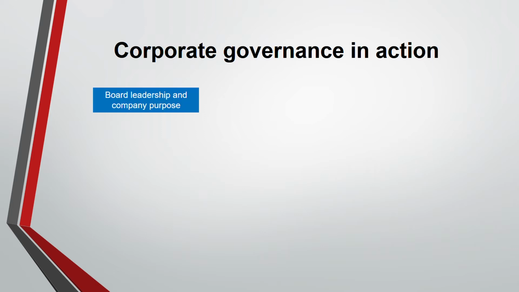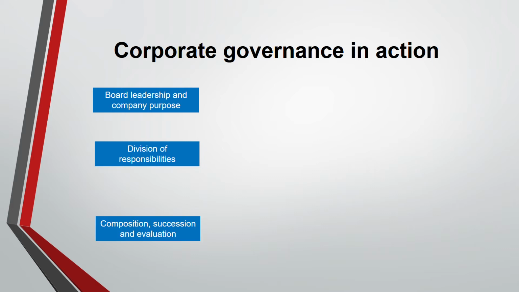Number one, the board leadership and the company purpose. What is the board leadership? How it has been structured matters a lot. Then the division of responsibilities. What are the responsibilities? How are they divided? Composition, how the board is made up. Succession. If one manager has gone out, is there anyone to replace him? And evaluation, whether their performance is evaluated or not.